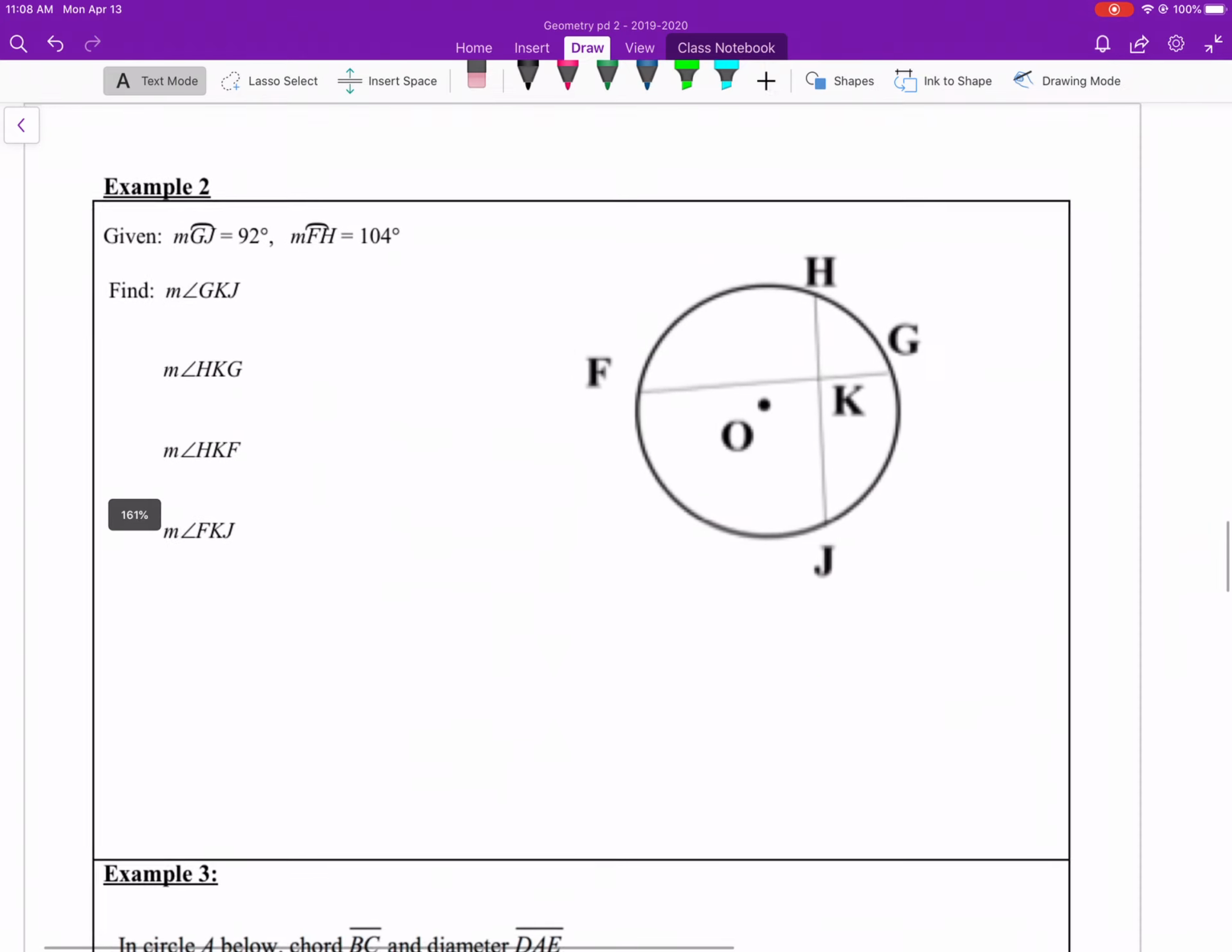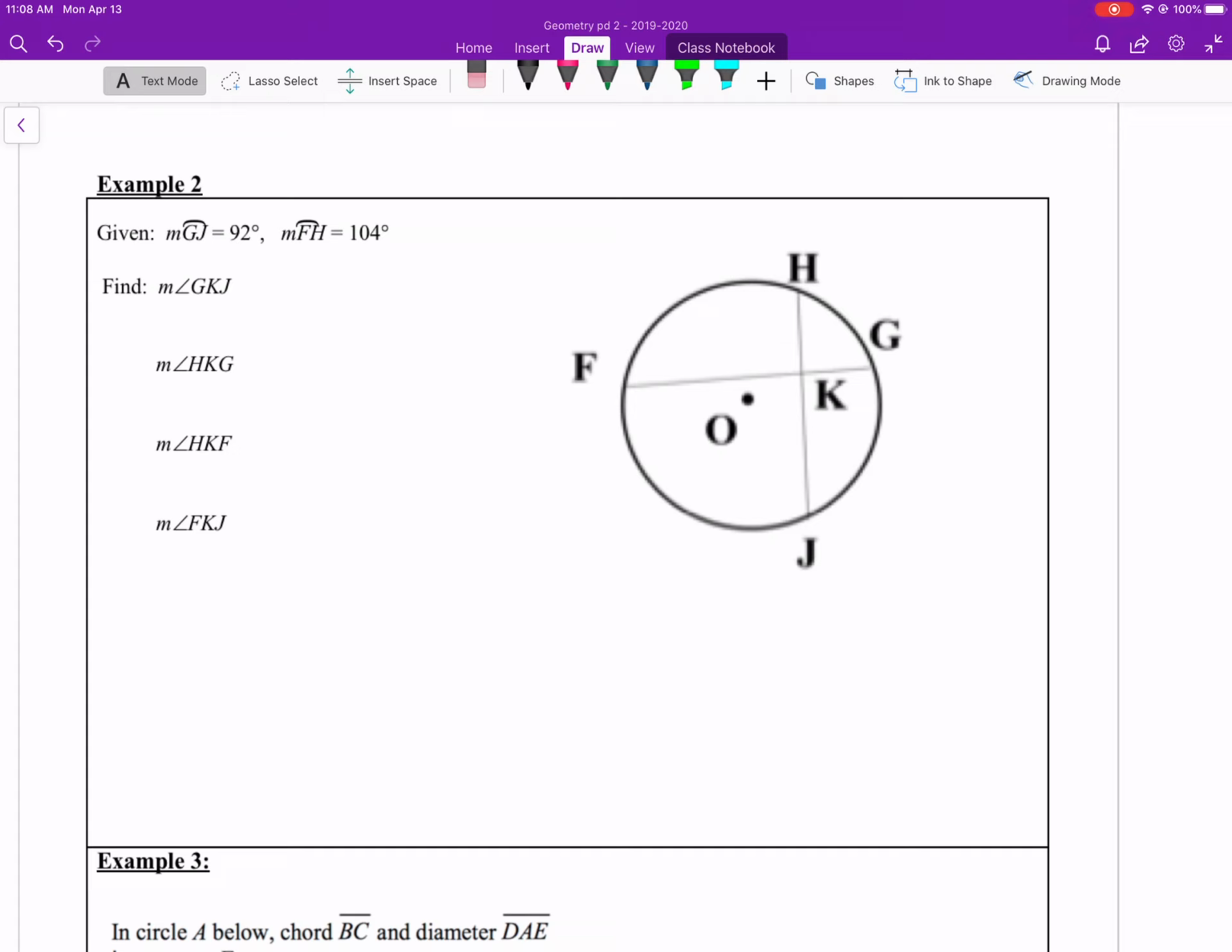So example 2 now. Given the measure of arc GJ is 92 degrees, so let's kind of highlight that. We'll fill in what we got. GJ is 92 degrees, and the measure of arc FH is 104 degrees. Find the measure of angle GKJ. So locate that angle, GKJ, which would be right there. Remember, that's the same angle as that one right there.